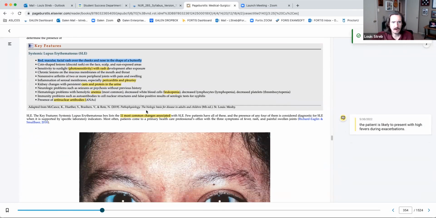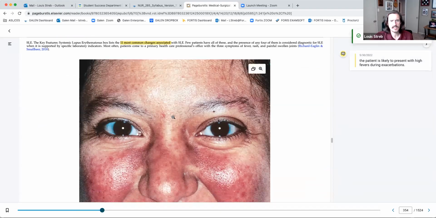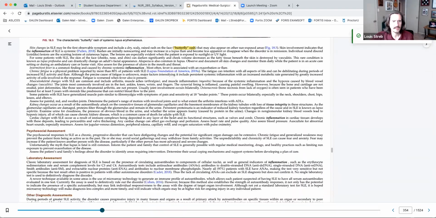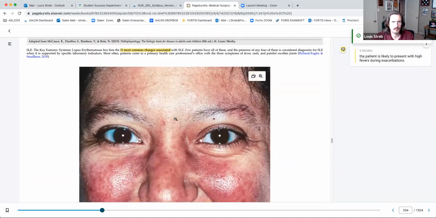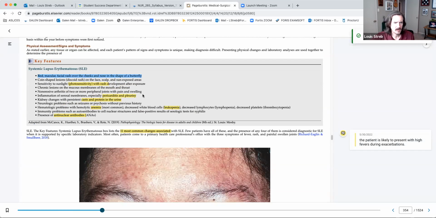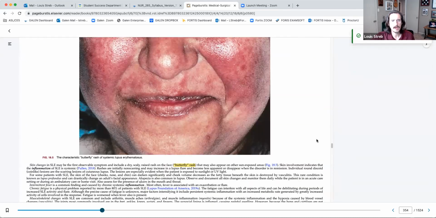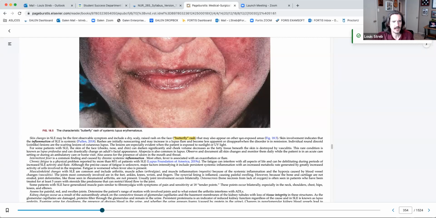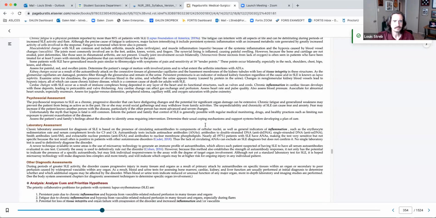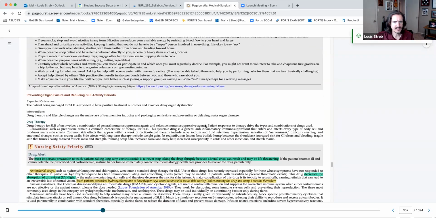All right, there are 11 common changes associated with lupus, and you should probably go look at those. I'm not gonna get into all of them for you. You can go back and look at those. Look at the key feature box. It tells you a lot of what you need to know here. But the patient is likely to present with high fevers during exacerbation because they are having an autoimmune response. Still look for infection. Still be aware of what signs and symptoms of infection look like. So that is lupus for the most part.